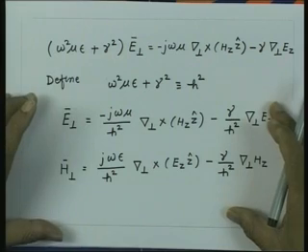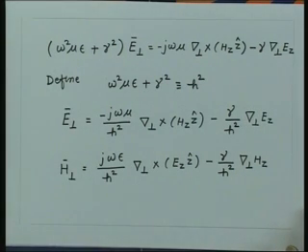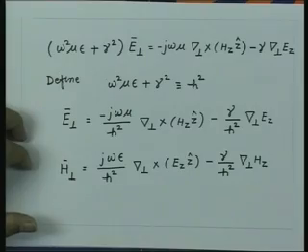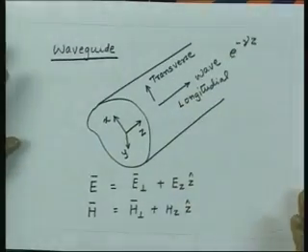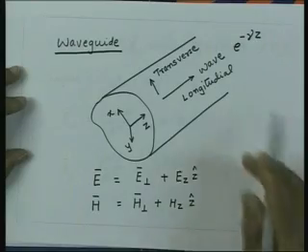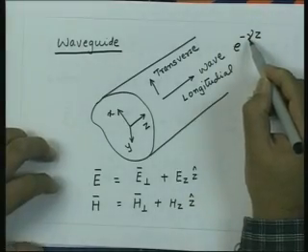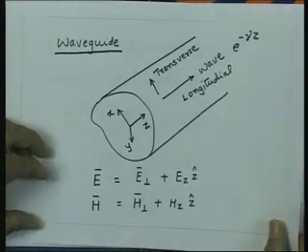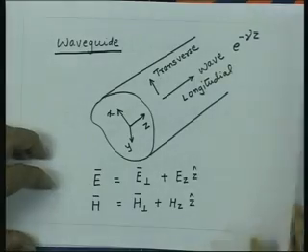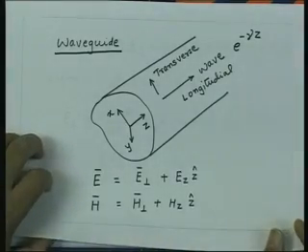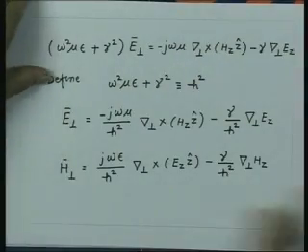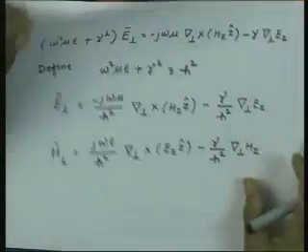Now looking at this expression, we can make certain conclusions. Firstly, if we assume that this medium is completely lossless, then this quantity gamma, which is the propagation constant, is purely imaginary, because the wave is travelling and its amplitude is not going to change. So for a lossless medium, we know that gamma should be j beta.